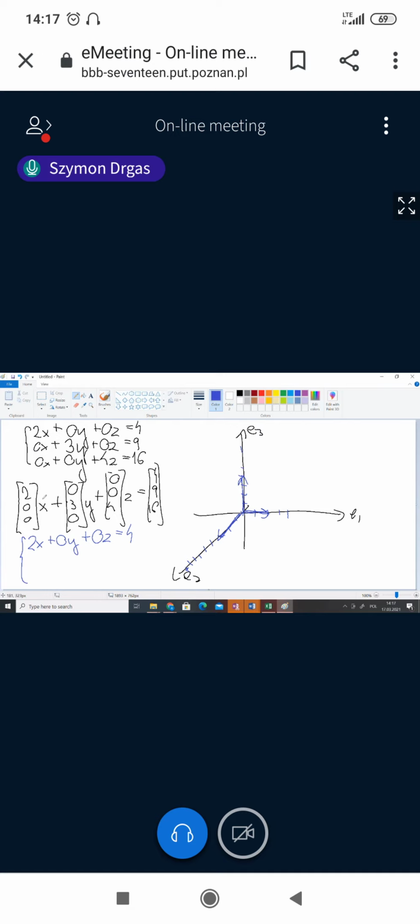The second equation will be a bit different because we will have 2x plus 3y and plus 0z, and then we add 4 to 9, so it is 13. And the third equation is 0x plus 0y plus 4z, and the result is 16. Okay, so in this case, the row picture will be different.